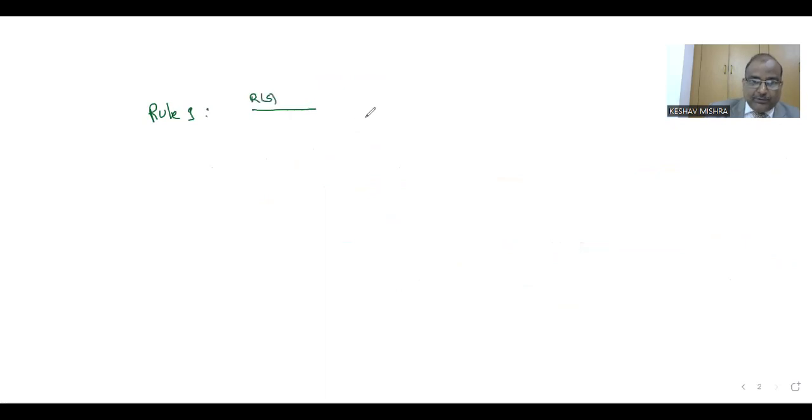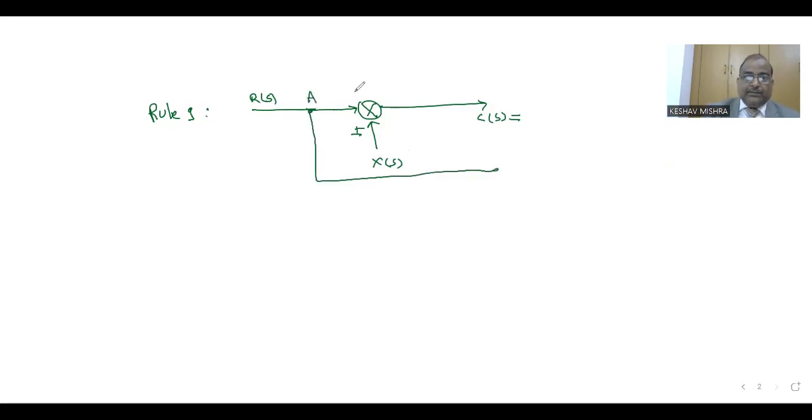R(s) is the reference input. The summing point is given here with input X(s). Output is C(s). This is position A. Suppose this is position A, this is the takeoff point, and we want to move this takeoff point to this position B.